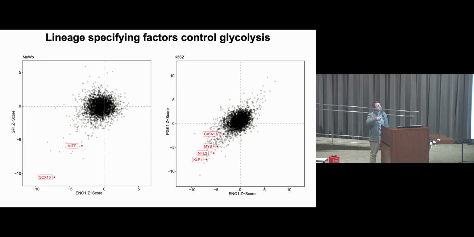And in K562, the erythroleukemia-like cell lines, we see KLF1, NFE2, MIB, and GATA1, suggesting that perhaps there's a control of metabolism that's encoded by lineage-specifying transcription factors.